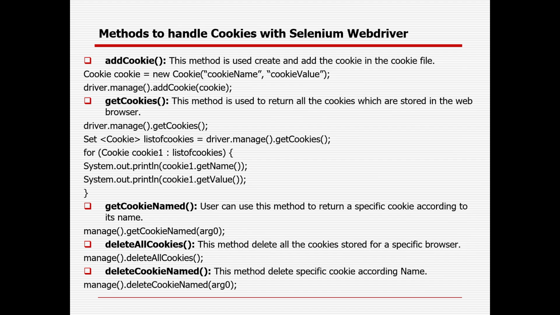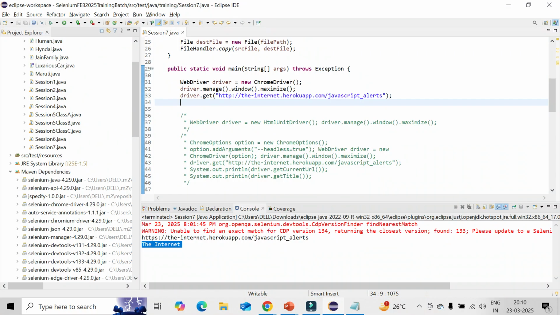So what are the methods available for cookies? Add cookie, get cookie name, delete all cookies, delete cookie name. You can add some cookies, and whenever you are traversing to a page, you can get all the cookies. You can also get the cookie name, delete all the cookies, and delete a cookie by name. This is what I told you over the last couple of days.